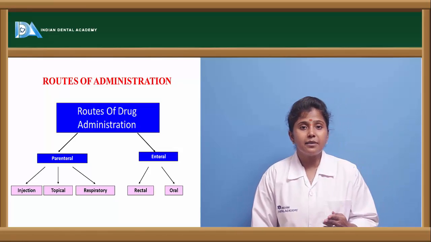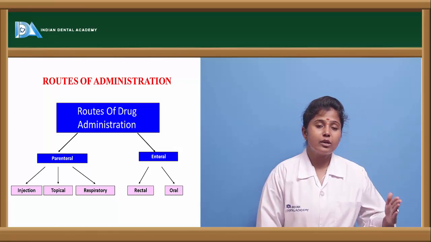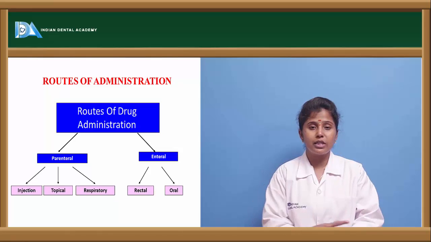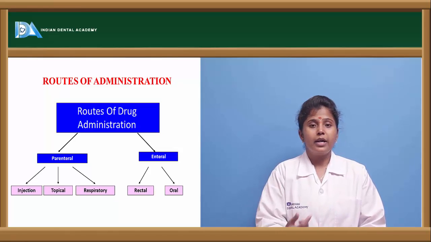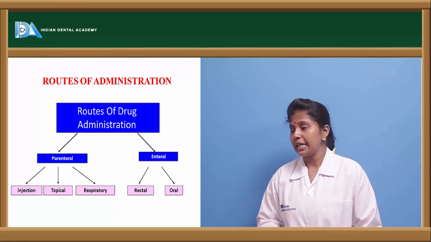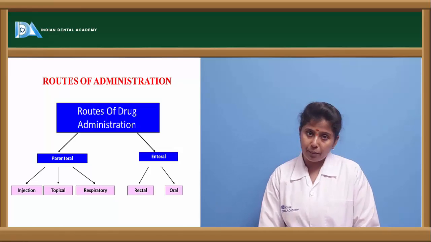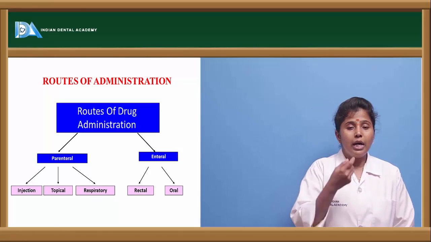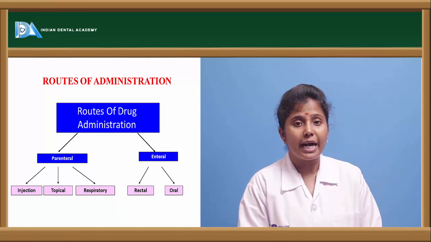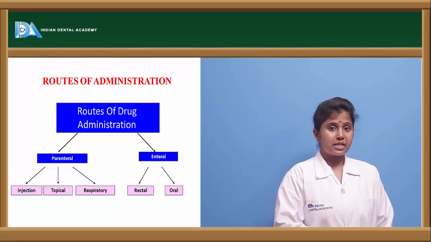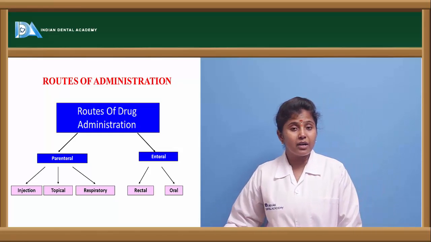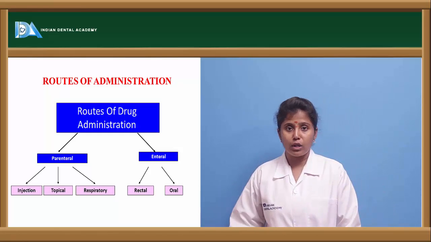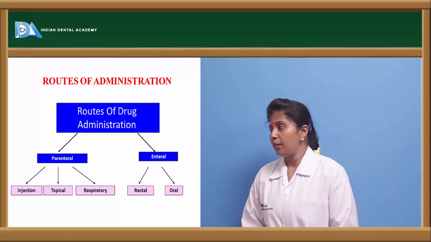Parenteral means the drug is directly entering into the systemic circulation. If we give through injection, it directly goes to blood. If we give through inhalations, it directly enters the systemic circulation, and if we apply it topically also, it enters into systemic circulation. And enteral route in the sense, first the drug has to go orally, it has to pass the stomach, it has to go to the liver, and it has to undergo metabolism. Then only the drug is entering the bloodstream.